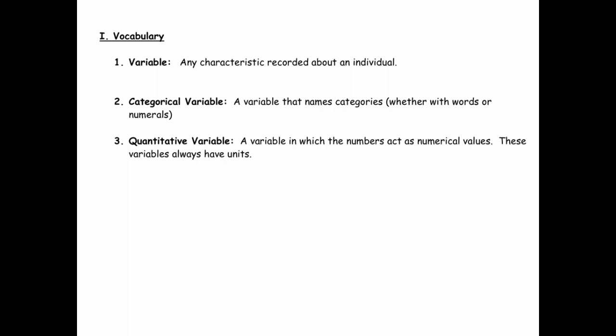So some examples might be, for instance, eye color, or gender, or hair color, or favorite flavor of ice cream. All right, so et cetera. Those are just different types of categorical variables. And categorical variables just name categories.